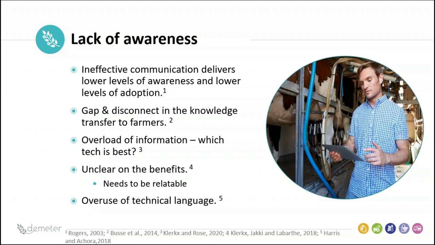Then they're unclear of the benefits. So they might read a case study relating to a farm in another part of the world, a bigger or smaller farm or a different type of farm. So they now think that smart technologies aren't relevant to them. And then really importantly, they cite that they're not clear on the return on investment. So that's a major point for them. They need more information on that. And then also they believe that the information that they're receiving uses more technical language, which alienates them somewhat.